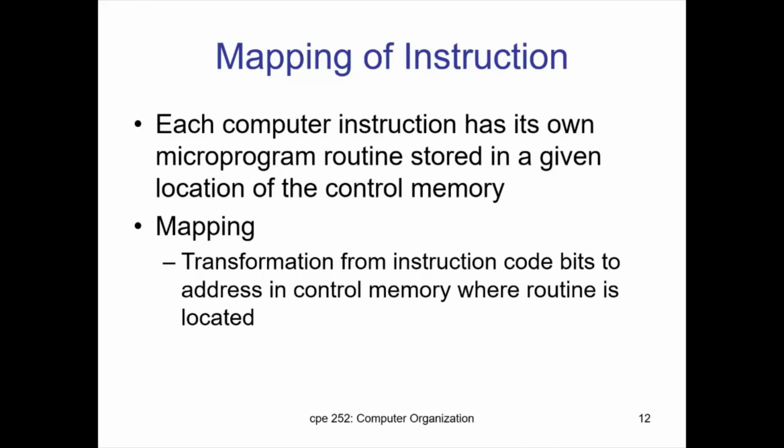Okay, or else you never get the courier. The location of the data which is present in the memory is called the control memory. So mapping is something like that. It's a transformation from instruction code bits to the address in control memory where the routine is located.